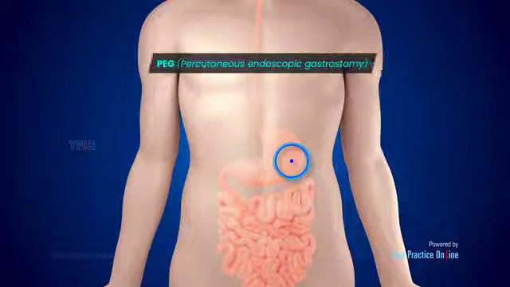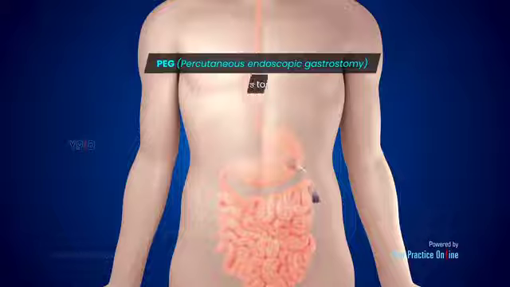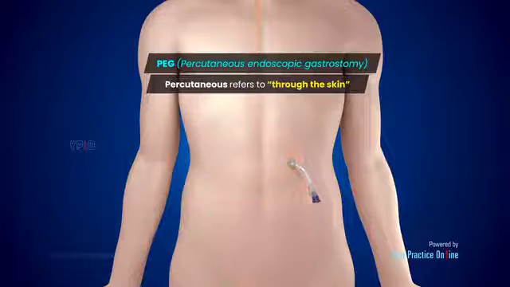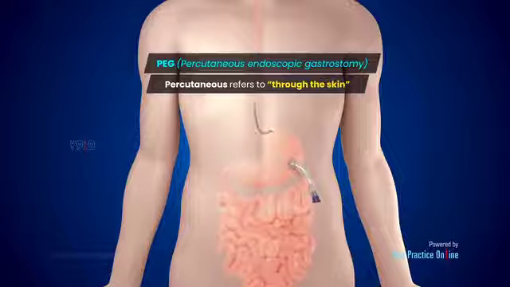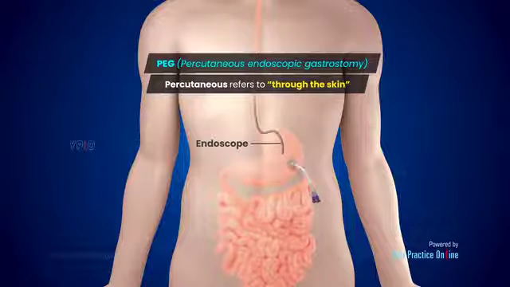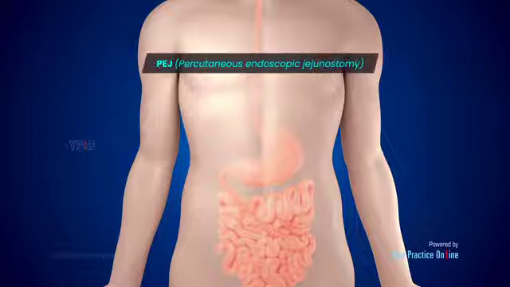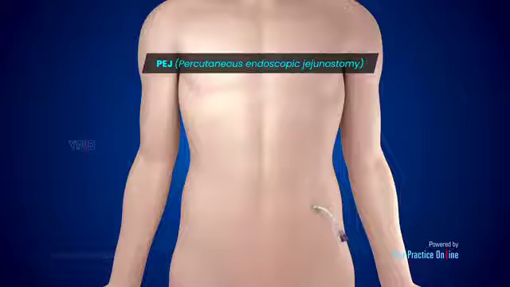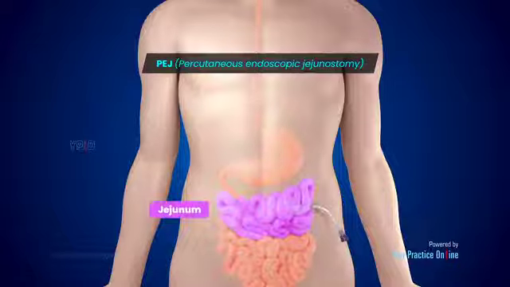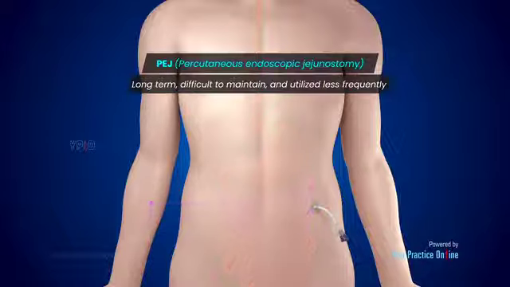A PEG, Percutaneous Endoscopic Gastrostomy, is a surgical technique for inserting a gastrostomy tube in the stomach. The word percutaneous refers to through the skin, and an endoscope is utilized to help place the PEG tube correctly. A PEDG, Percutaneous Endoscopic Gastrostomy procedure, is similar to the PEG procedure, except that the tube is placed into the intestine, jejunum, instead of the stomach. A PEDG is considered long-term, difficult to maintain, and utilized less frequently than a PEG tube.